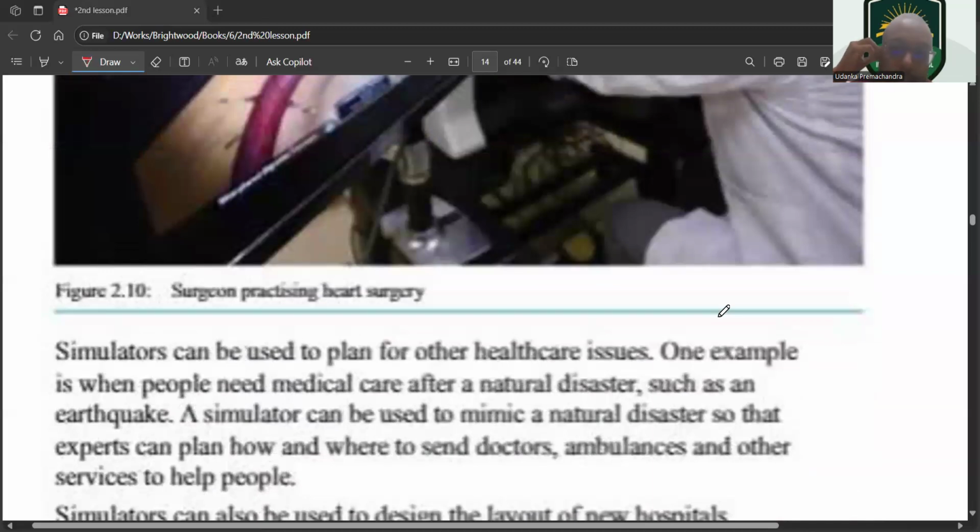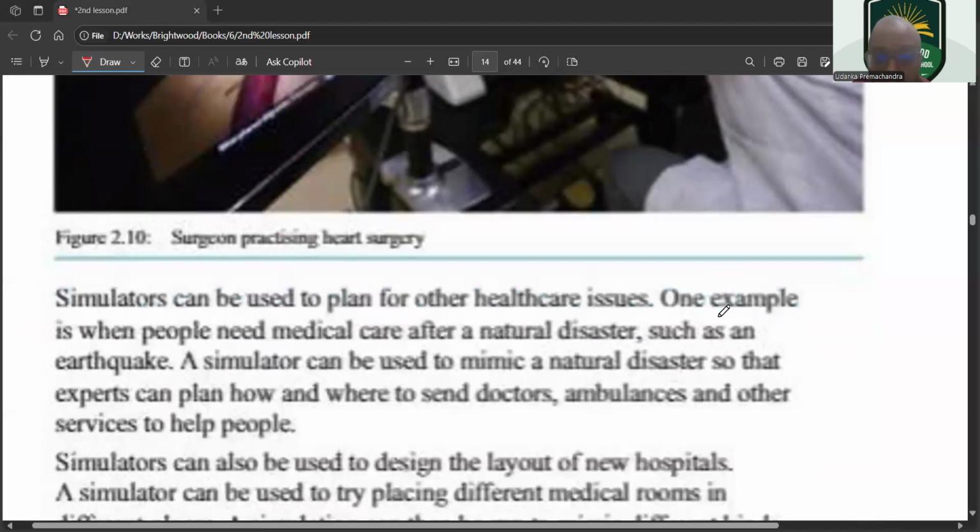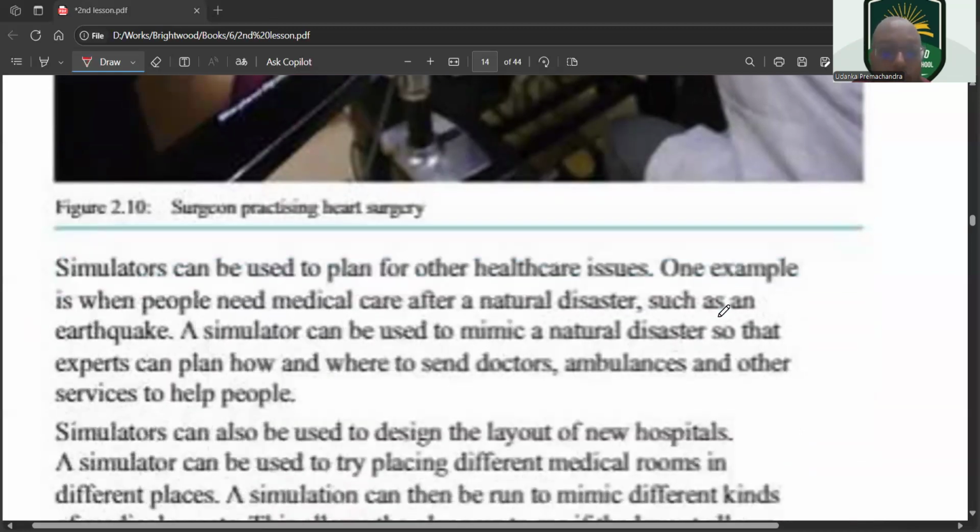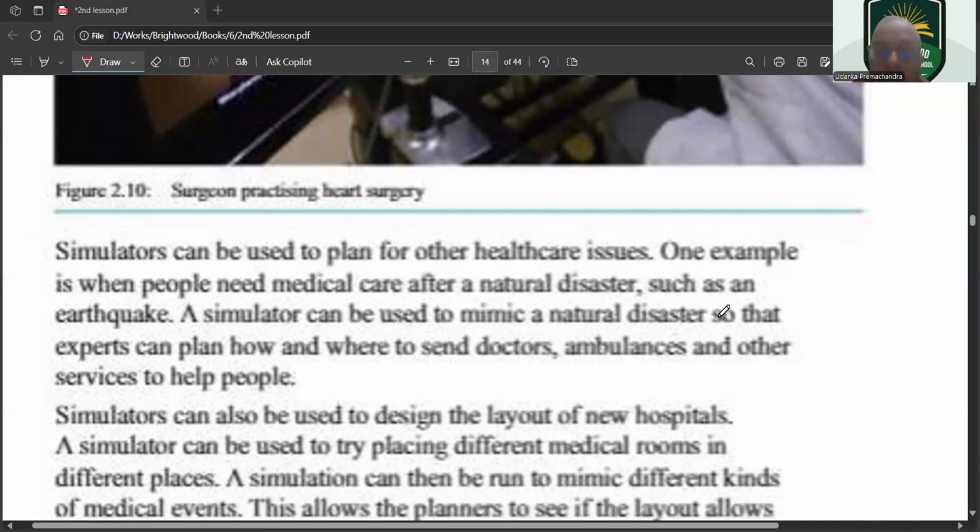Not only within healthcare, simulators can be used to plan for other healthcare issues. One example is people who need medical care after a natural disaster, such as an earthquake. A simulator can be used to mimic a natural disaster, so that experts can plan how and where to send doctors, ambulances, and other services to help people.